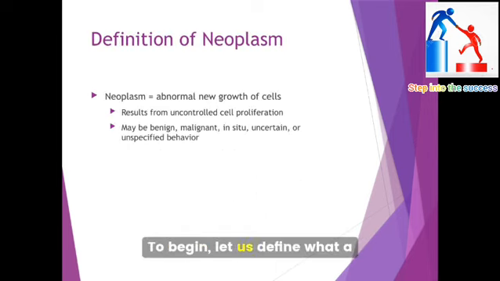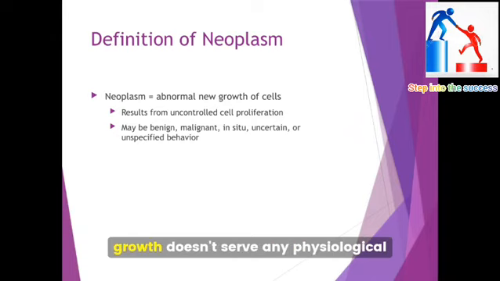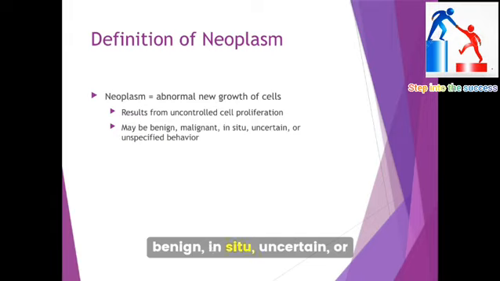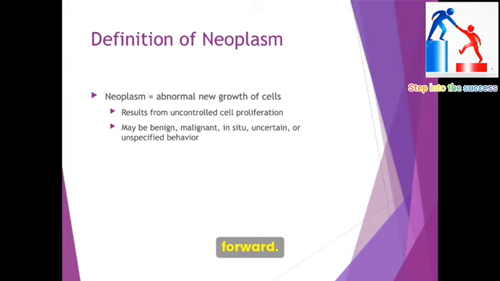To begin, let us define what a neoplasm actually is. The word literally means new growth. In medical terms, it refers to an abnormal mass of tissue that results when cells proliferate or multiply in an uncontrolled manner. This growth doesn't serve any physiological purpose and can be classified into 5 distinct categories: malignant, benign, in situ, uncertain, or unspecified behavior. We will discuss each of these in detail as we move forward.